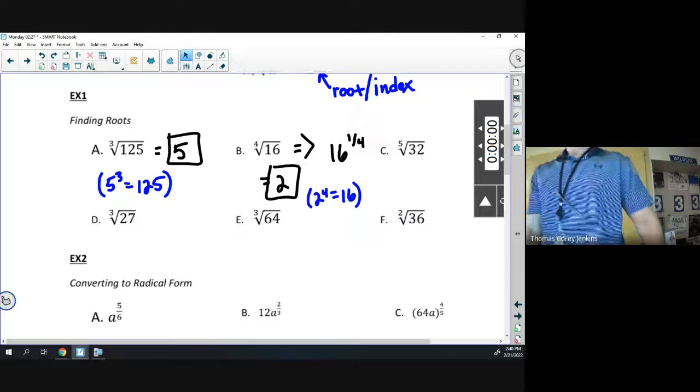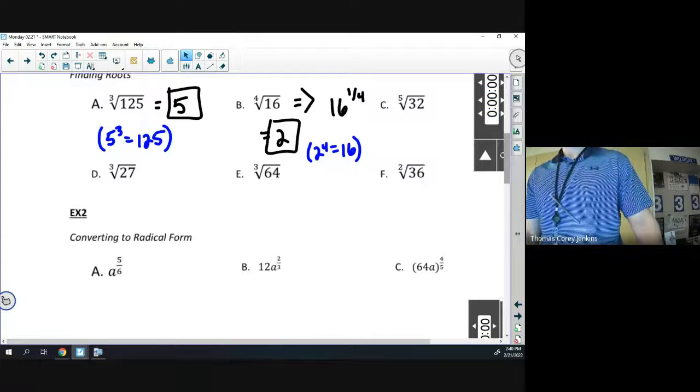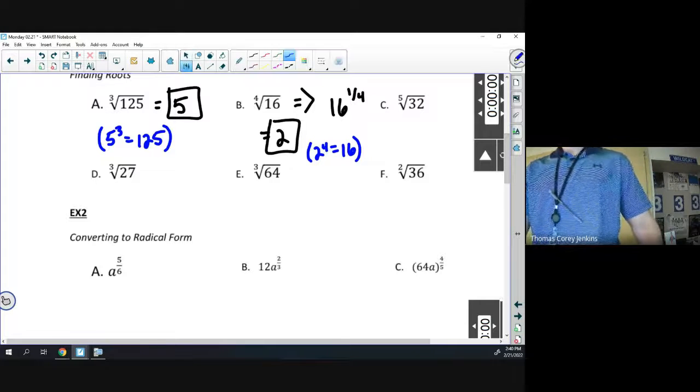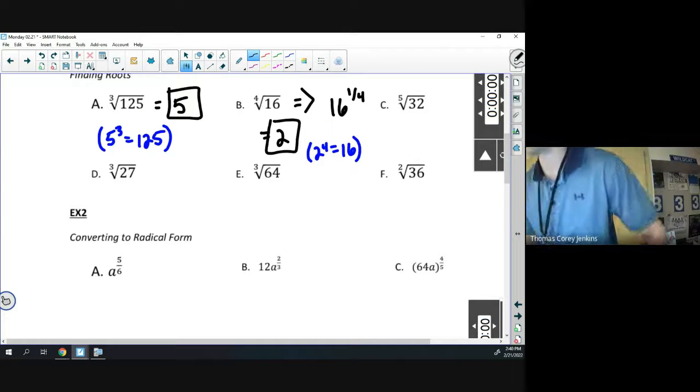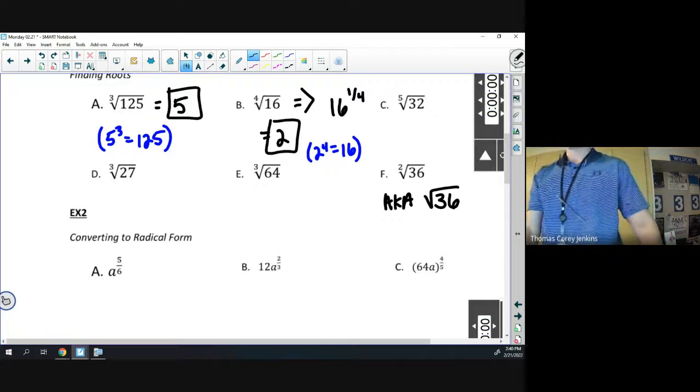All right, the rest of these, C through F, are worked out on the notes, and so you can check there for what C is, the fifth root of 32, all the way through F. Okay, one note about F is the second root of 36 is usually not written the way it is there. It would normally be written with no number for the index. So second root of 36, we usually call the square root of 36, and it's usually written that way.